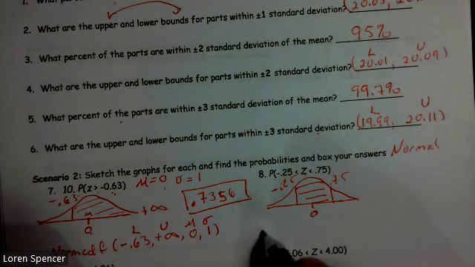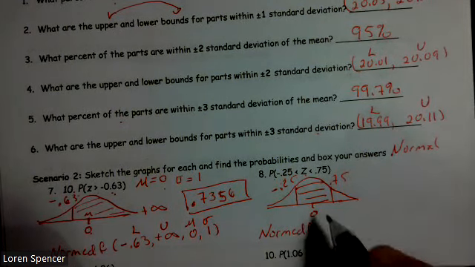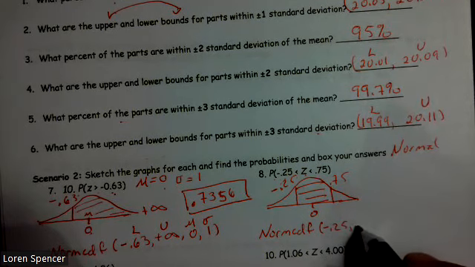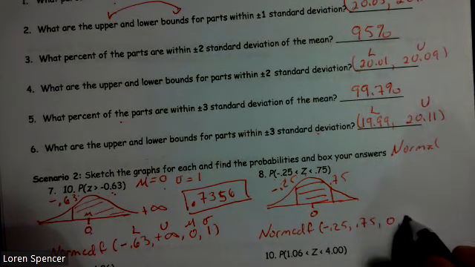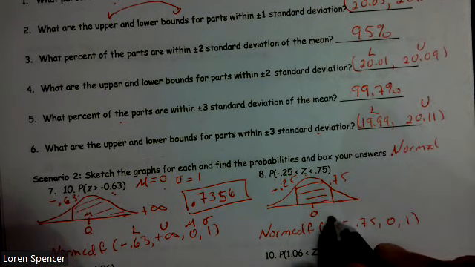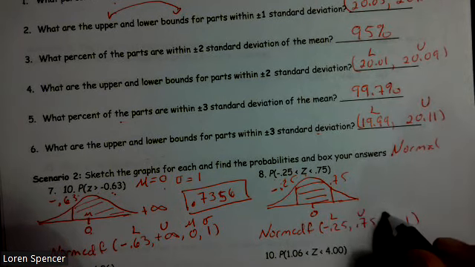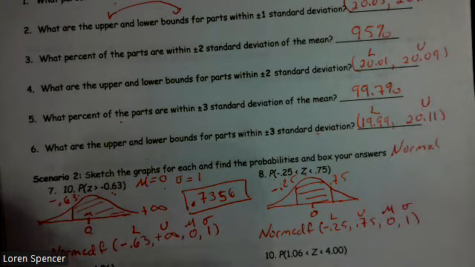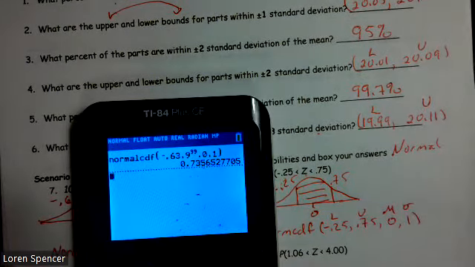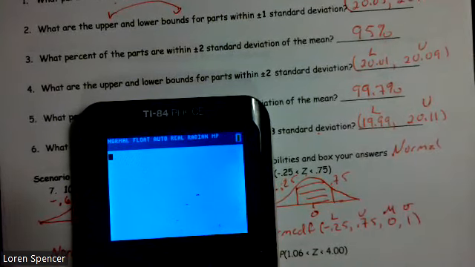So I'm going to go norm CDF on the calculator, because it's a normal. The lower, negative 0.25. The upper, 0.75. Mean of 0, standard deviation of 1. Once again, lower, upper, we have to do the labels, mean, and standard deviation. So I'm showing my work. I've got all my labels in. Let's go to the calculator.